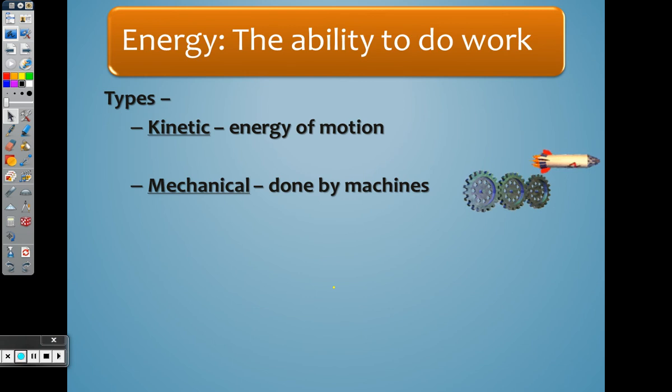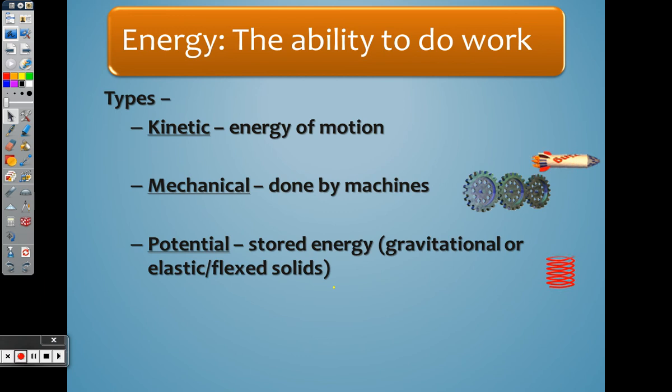You guys see the paper clip grasshoppers? When you drop these on the table, what type of energy was that before I dropped it? Potential energy. Stored energy, right? So when its little legs are crossed, that's stored energy. And then when I drop it, it releases that stored energy.